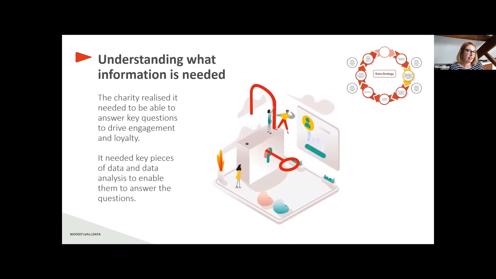The key thing our charity realised, once it had understood exactly what its objective was, is that it needed to be able to answer key questions around that. They didn't really know what drove engagement and loyalty. So what did they need to know to answer that question? What information did they need to be able to put in place strategies and campaigns and fundraising programs to drive engagement and loyalty to bring up lifetime value from its new and existing supporters? And it realised that in order to answer those questions, it needed to probably gather some data, look at that data, and do some data analysis to enable them to answer them.